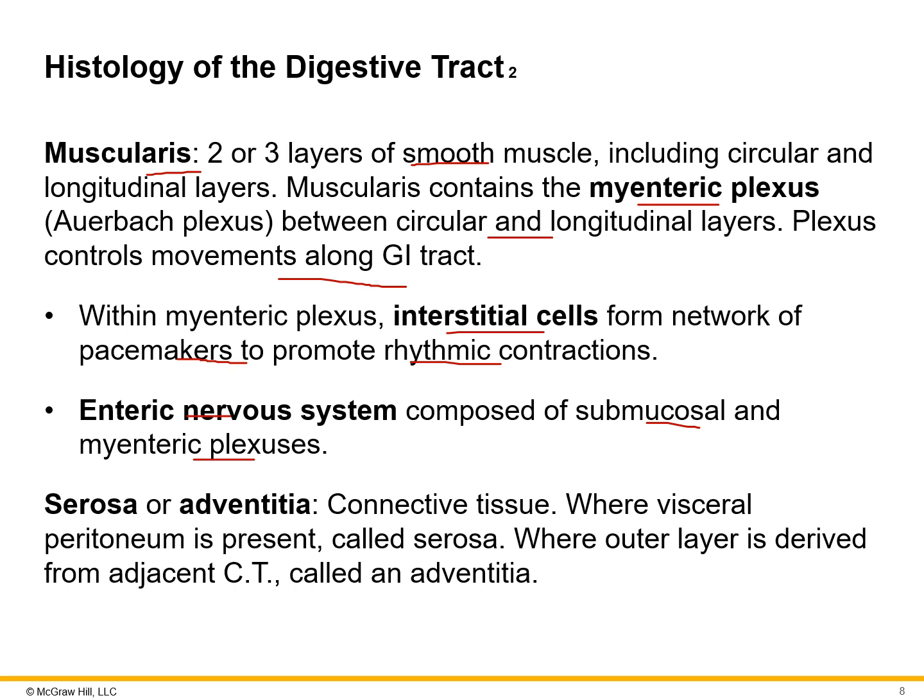And then the serosa and the adventitia, this is made up of connective tissue. So where the visceral peritoneum is present, it's called serosa. And then where the outer layer is made up of more connective tissue is called adventitia. So just whether or not that visceral peritoneum is found or not.